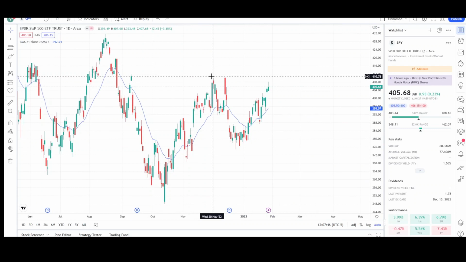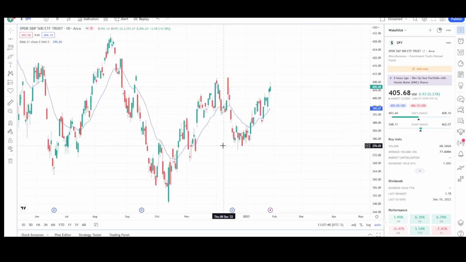The second thing I want to mention is that I'm also going to look at the QQQ real quick at the end. So let's take a look at the SPY first.